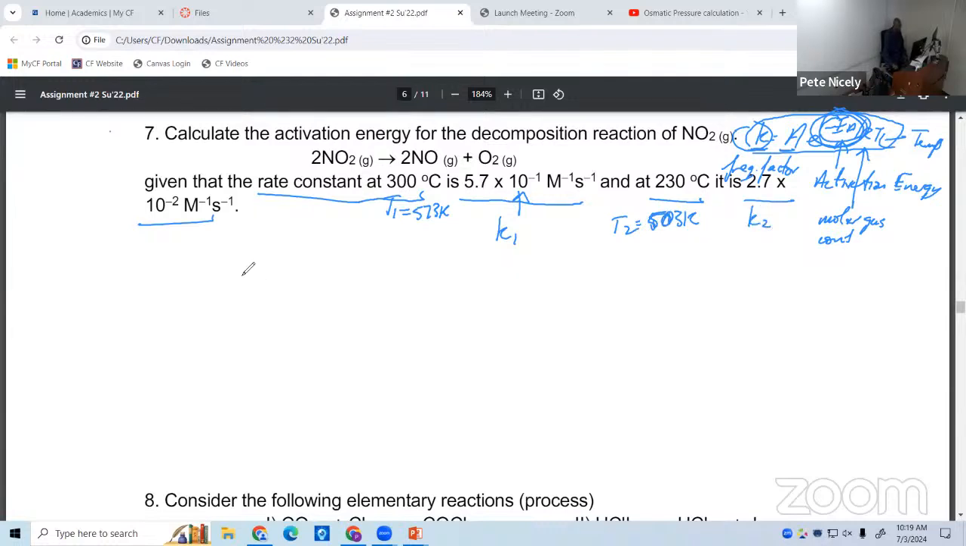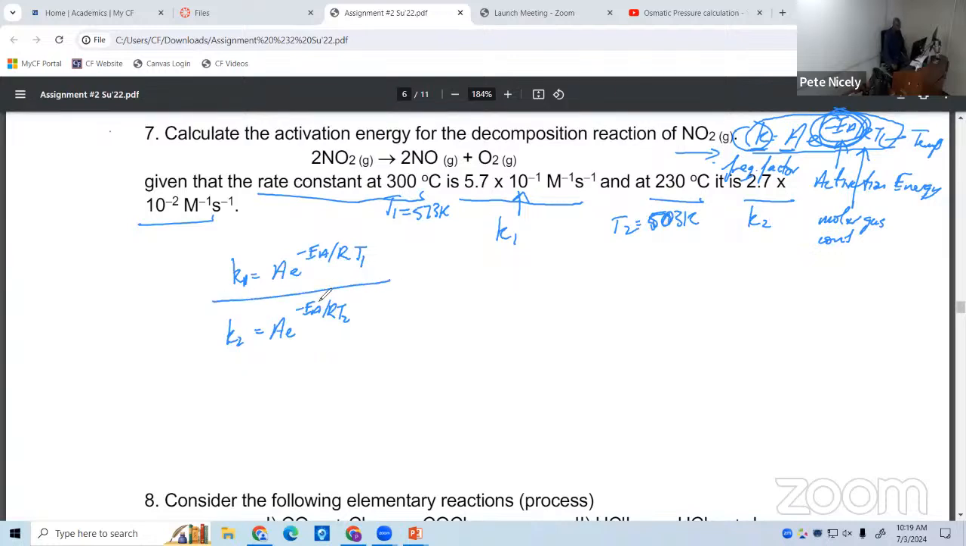Now, as I said before, K is equal to A e to the minus EA over RT, right? That's the equation I just gave you here. So what I'm going to do here is specify this equation for the first set of conditions. I'm going to put K1 here and T1 here, and then write a similar equation for K2 equals A e to the minus EA over R T2, right? So this is for the first set of conditions. This K2 expression is for the second set of conditions right here.